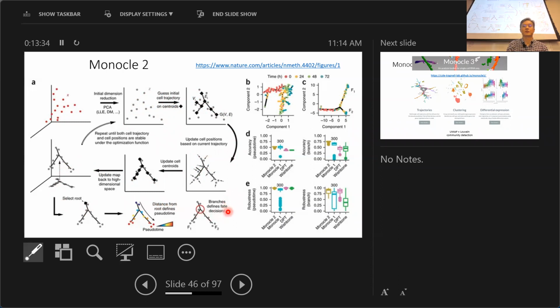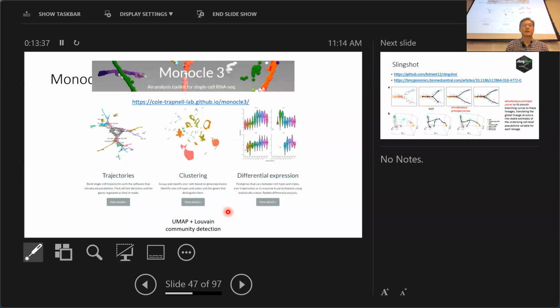Okay, so this is Monocle 2. This is Monocle 3. Monocle 3 tries to be a more generalized tool. So in general, when we talk about Monocle, it's a tool for trajectory analysis. But for Monocle 2, since the authors claim they can do clustering and differential expression analysis. Of course, the trajectory analysis is still the most important function in the package.